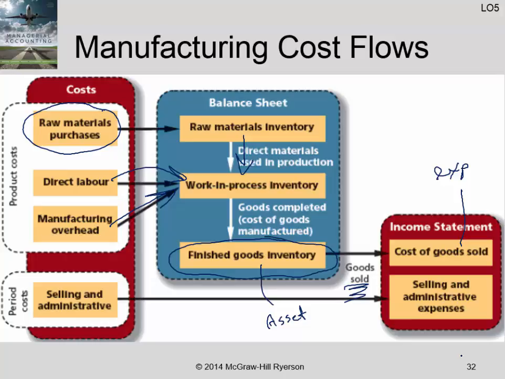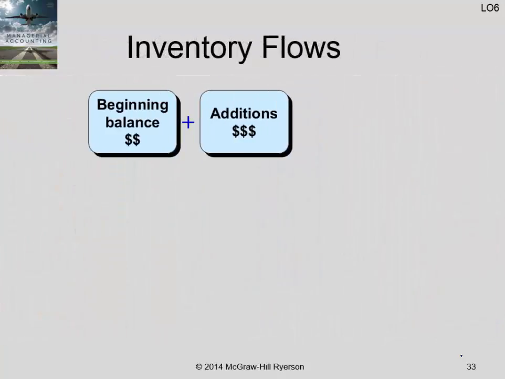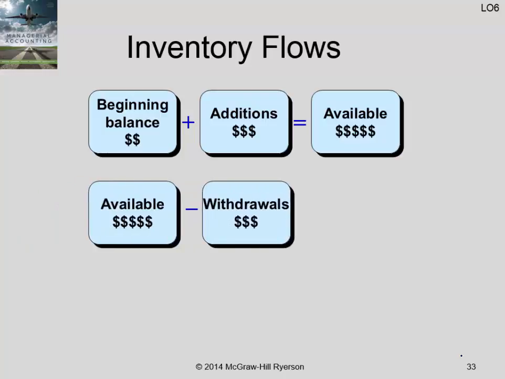We've just finished looking at manufacturing cost flows, and we're now going to look at how inventories flow. So this should be just a bit of a review from first year. Beginning inventory, plus purchases, but if we think of additions now, because you could be manufacturing these things, so plus additions is materials available for sale, minus any withdrawals gives you the ending balance.